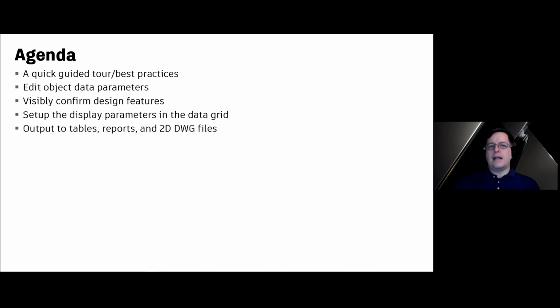Then we're going to look at how to set up the display parameters for the data grid. There's going to be a lot of information available about any given object, and you're going to want to be able to trim that down or add or subtract data from that grid as needed. Then we're going to take that information into the next topic, which is the output to tables and reports. And we will finally end up by looking at how to export 2D drawing file information using Project Explorer.